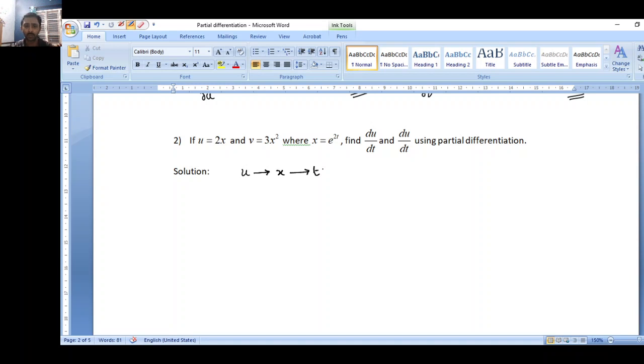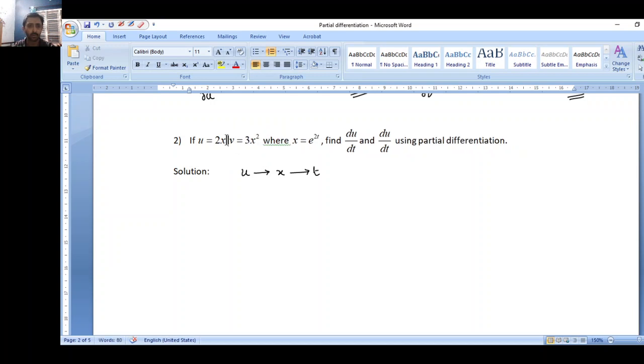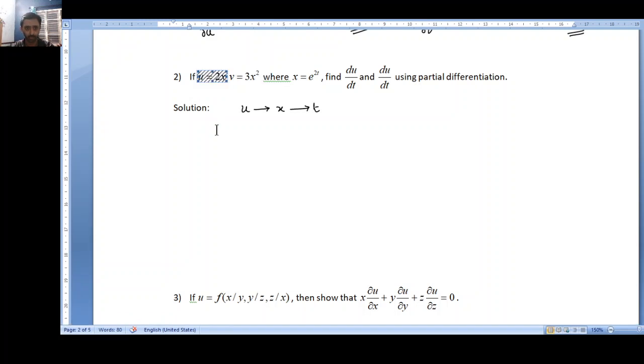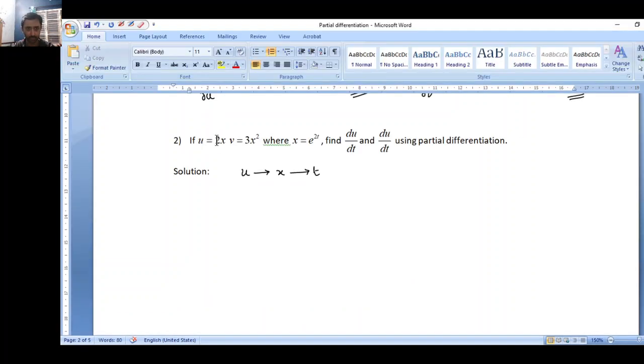I'll modify this question a little further because otherwise I may not be able to use the required expressions. So the modification that I'm going to do would be this. Bear with me for a little time. So suppose we have the question as u equals 2x plus 3y.